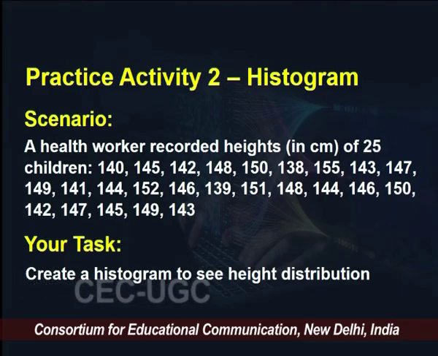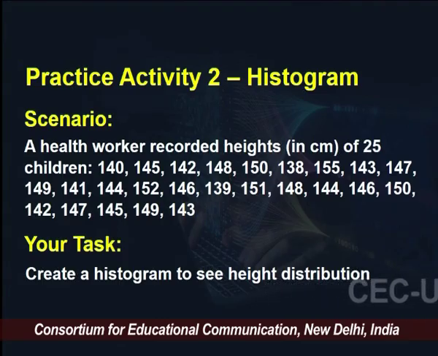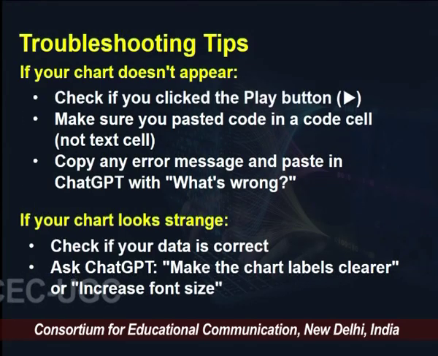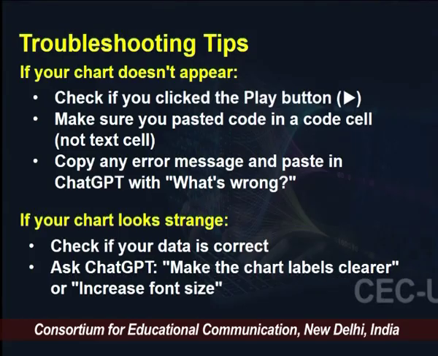And then once you have both the bar chart and the histogram, I encourage you to do an analysis of how things are different for the bar chart and the histogram. Now, there are some troubleshooting tips which you might encounter. If a chart does not appear, the first thing is to check if you have clicked the play button. Do not forget to execute your cell.